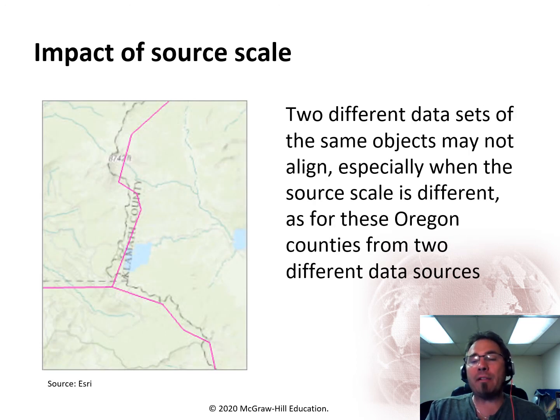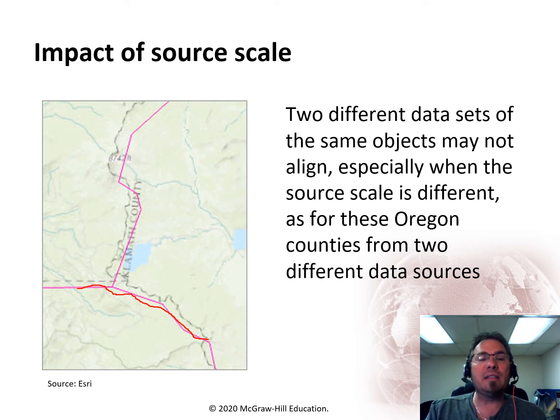So what happens if you don't get the correct data for the scale you're trying to work at? Well, the differences become very obvious very quickly. So you could see in the image on the left here, the purple line here, these represent some sort of boundary, and they're vastly different than what's on the map behind it.